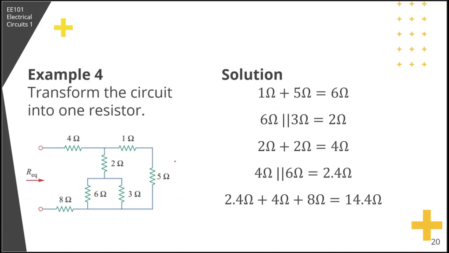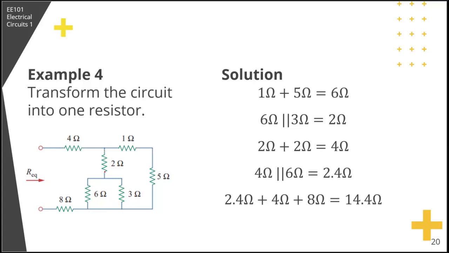Mabantayan ninyo nga ang resistor nga 1 ohm ug 5 ohm naka-series na. So pwede na nato i-add. Then si 6 ug si 3 naka-parallel. So iparallel nato. That's 6 times 3, 18, over 6 plus 3, that's 9. So 18 over 9 is 2. Then kana nga 2, naka-parallel na sa usa pa nga 2. So 2 plus 2 is 4 ohm.